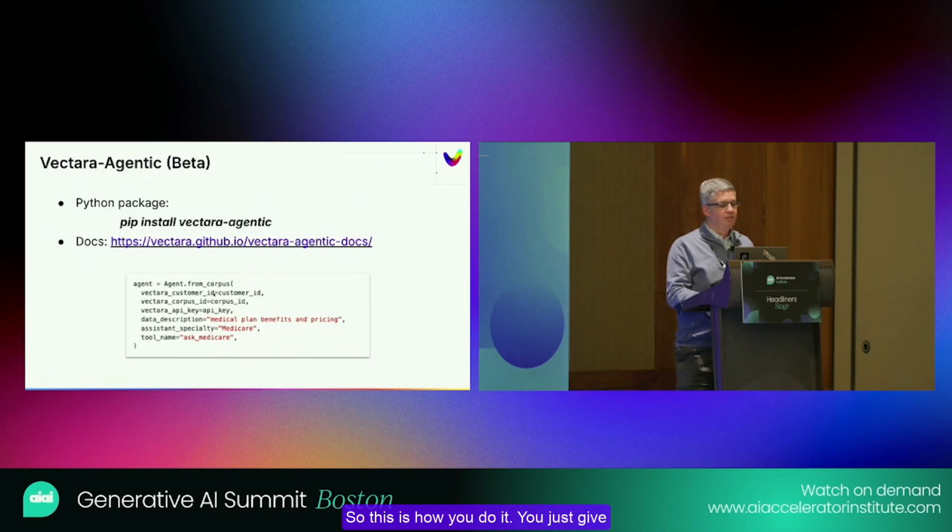And so this is how you do it. You just give it your Vectara customer ID, the corpus ID, which is the equivalent of an index, the API key, and a couple of pieces of information about your agent, and you get an agent you can just chat with right away. So it's really cool to do it that way.